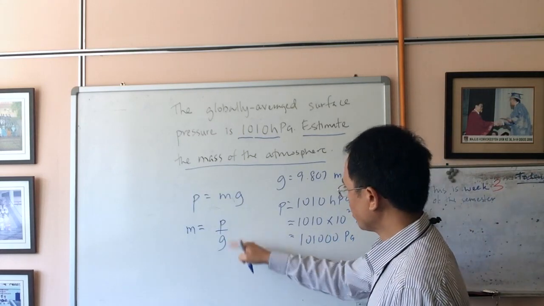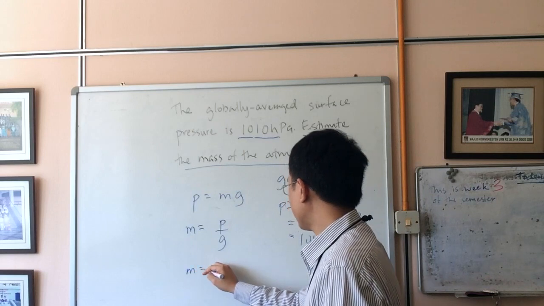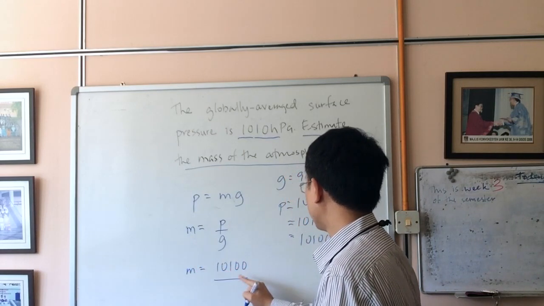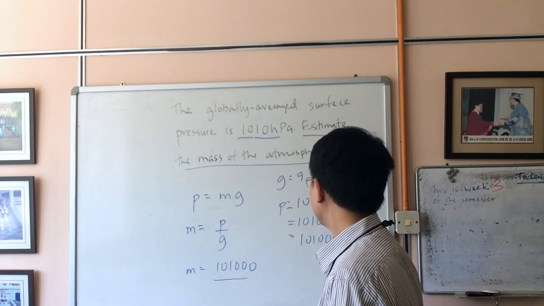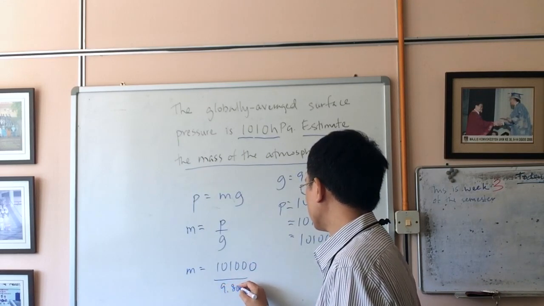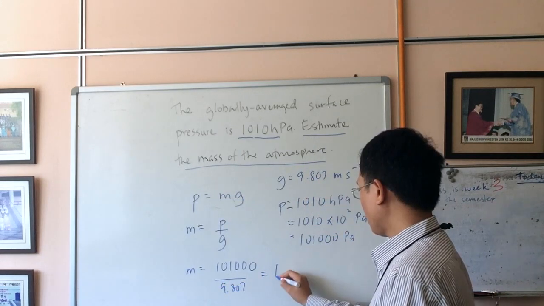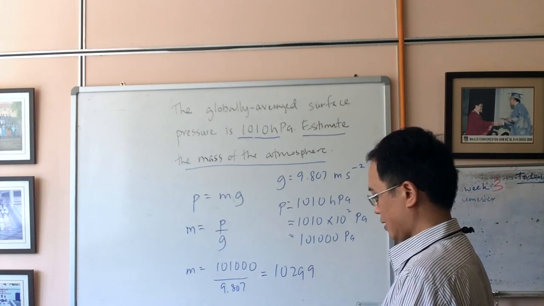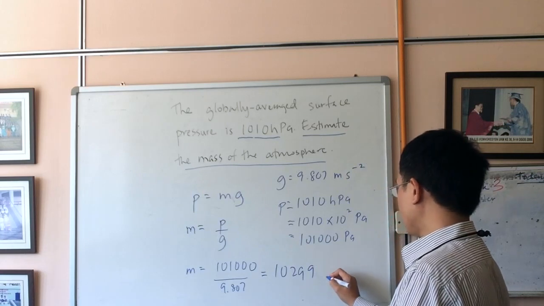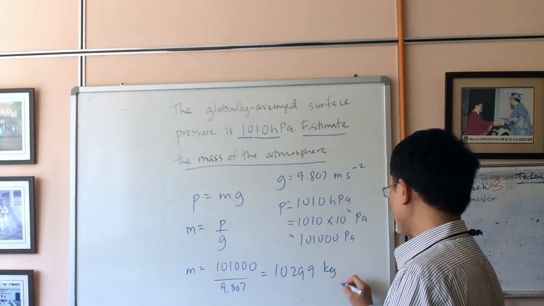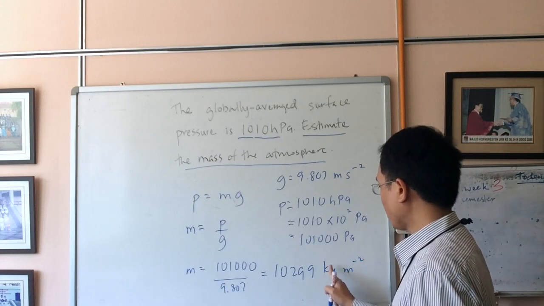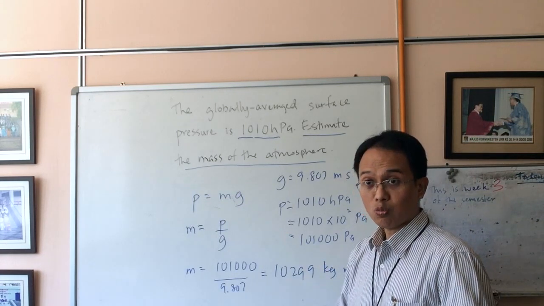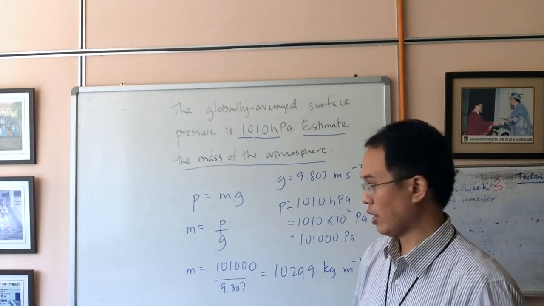We substitute this into the equation and we will get 10,299. The unit is kilogram per meter squared. That means the amount of mass per unit area, a unit meter squared area.